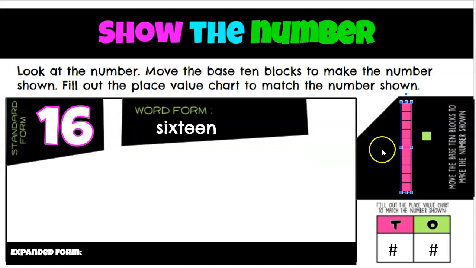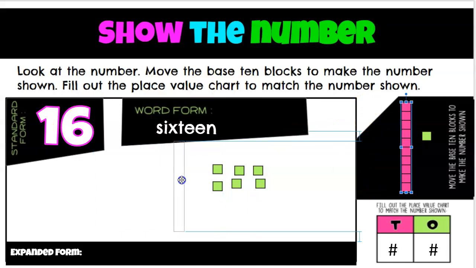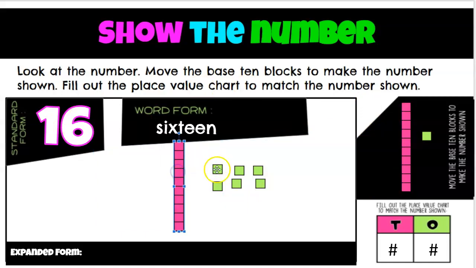We need 6 units. 1, 2, 3, 4, 5, 6, and we need 1 rod that represents 10. 10, 11, 12, 13, 14, 15, 16. Now I have the number 16 represented using base 10 blocks.